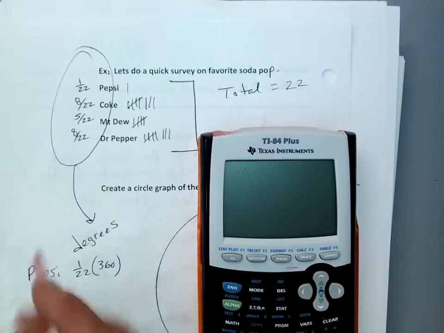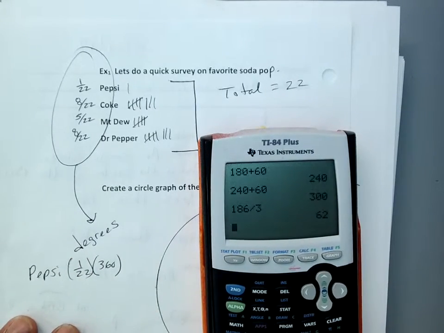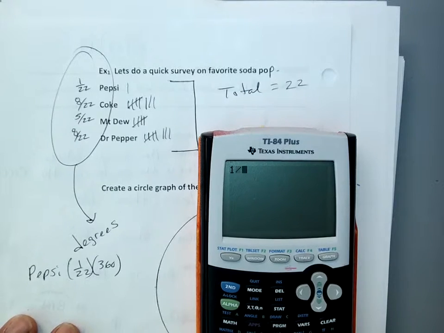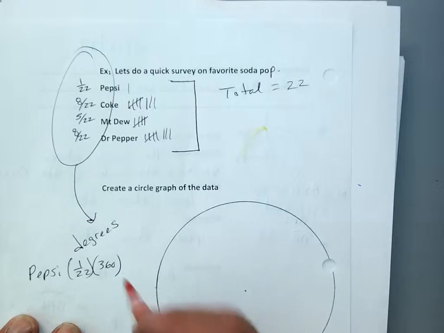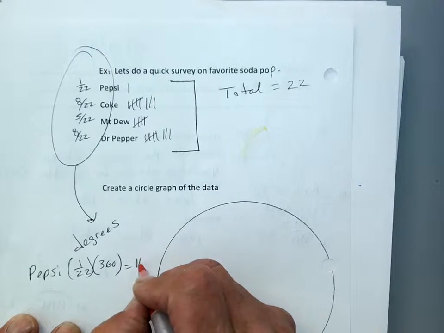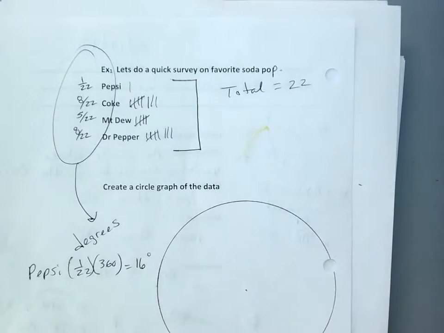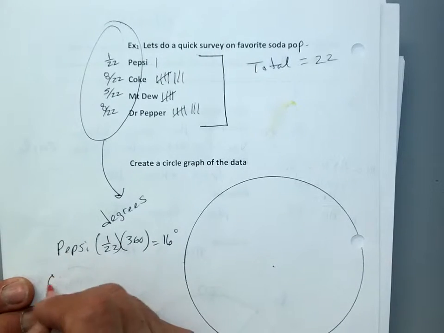I'm just going to take my calculator. My calculator is just going to go 1 divided by 22 times 360. I get an answer of about 16.4, or about 16 degrees. So I just took my fraction and multiplied by 360 degrees. Pretty easy, right?